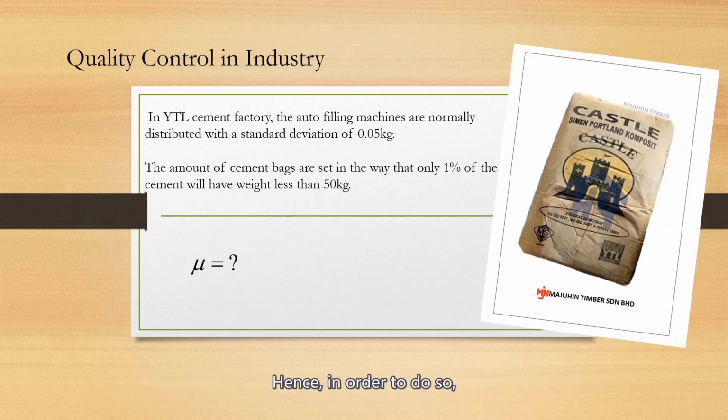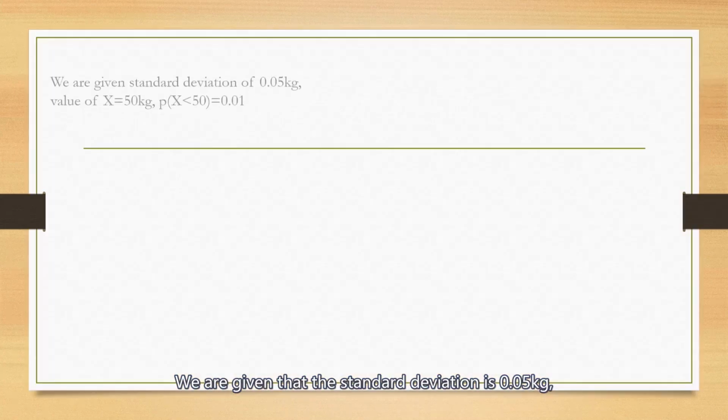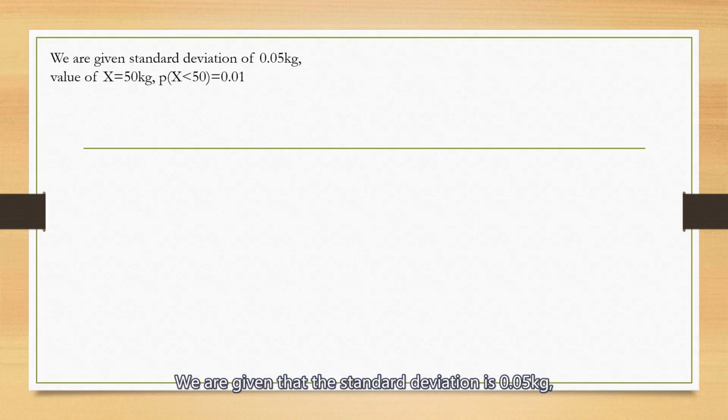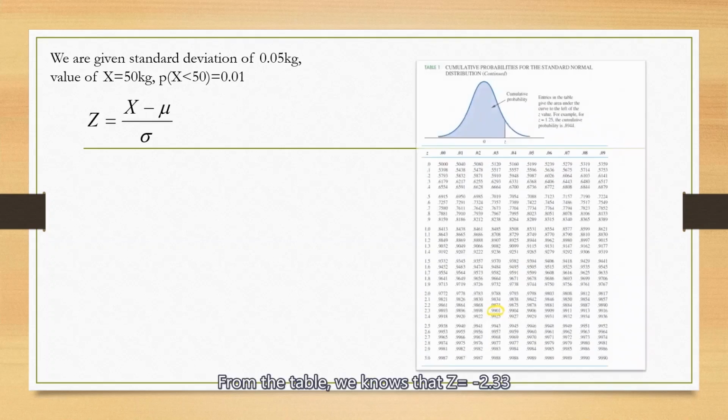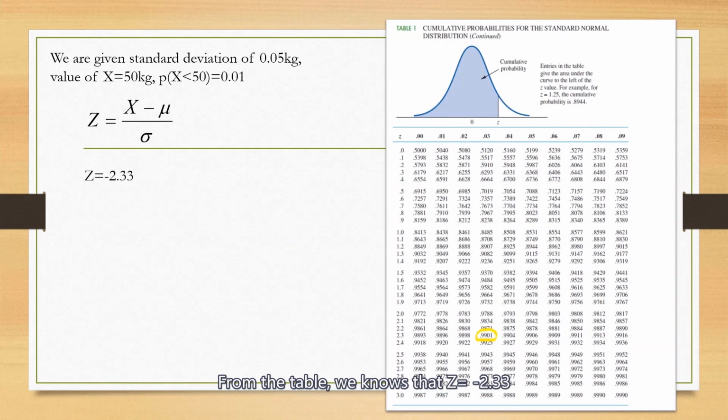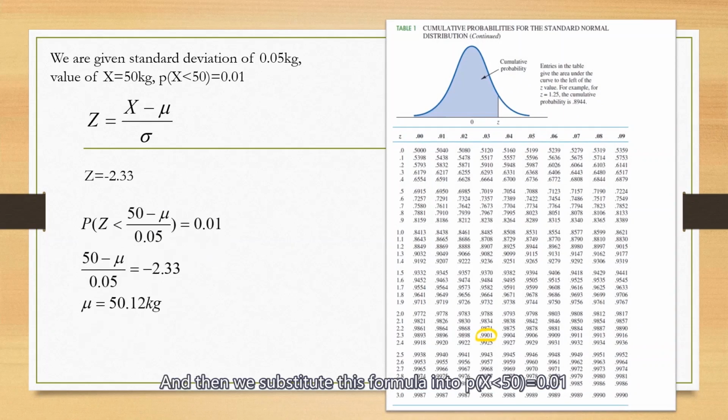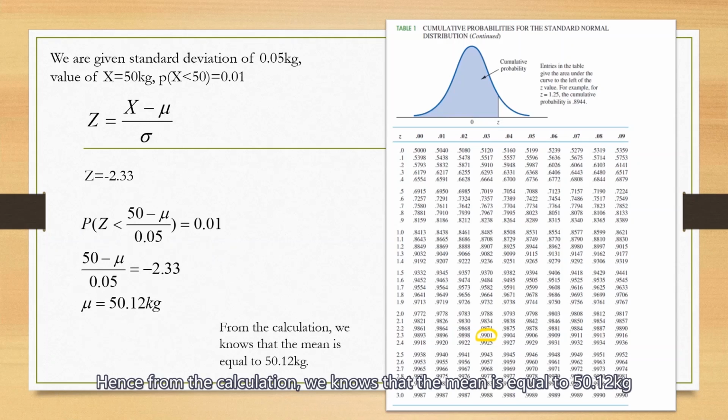Hence, in order to do so, we need to find the mean weight of the cement bags. We are given that the standard deviation is 0.05 kg, the value of x equals 50 kg, and the probability of x less than 50 equals 0.01. From here, we know that the value of z equals negative 2.33, and then we substitute into this formula P(X less than 50) equals 0.01. Then we get the formula for the third row. And from the calculation, we know that the mean equals 50.12 kg.